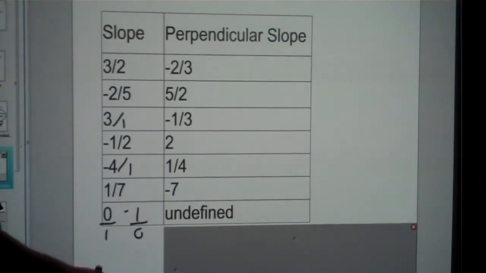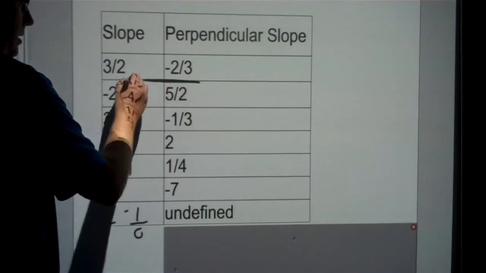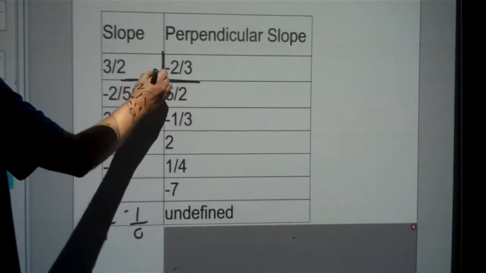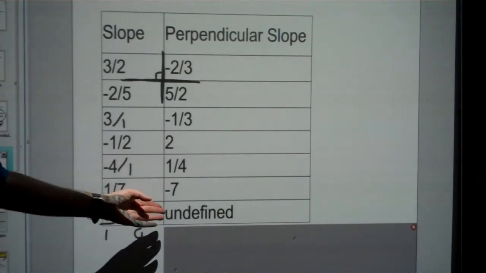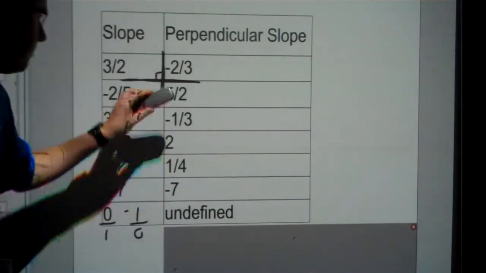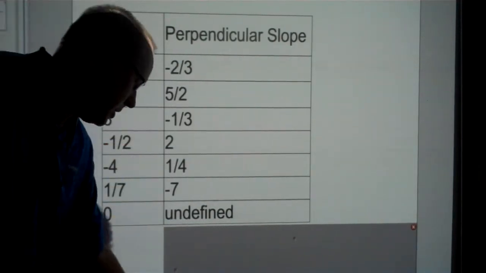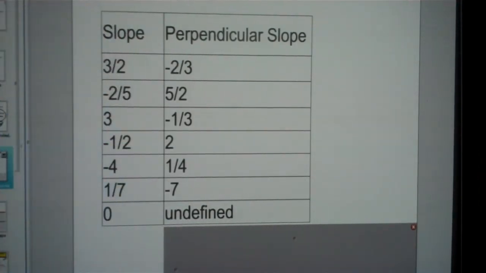This is one of your special cases. If you have a slope of 0, it goes like that. The one that's perpendicular to that is a vertical line, which we should know has a slope of undefined. So that's how you're going to work out what the perpendicular slope is. Make sure you check carefully if it says parallel or perpendicular, because obviously they're different rules.